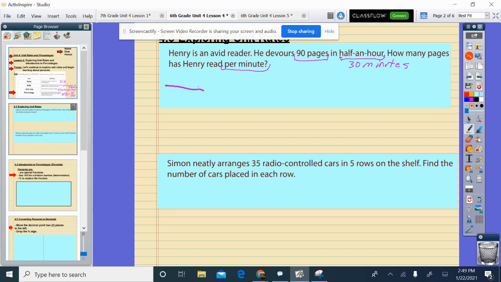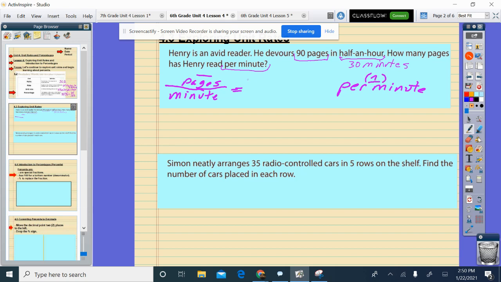So first thing I want to do is write this up. Minutes is going to be our denominator, and then pages will be our numerator. And once you've established this and you understand what you're looking for, we're looking for pages per minute here. I'll put that over here. So per 1 minute, that's 1 minute.